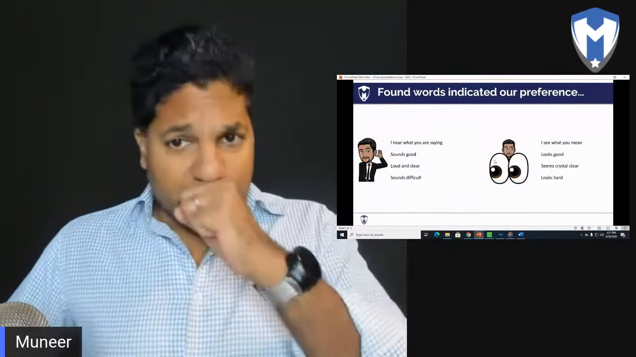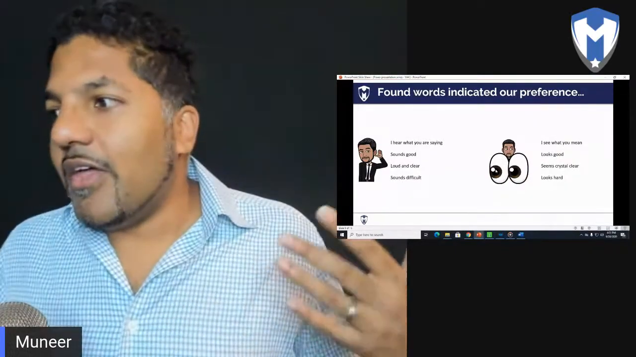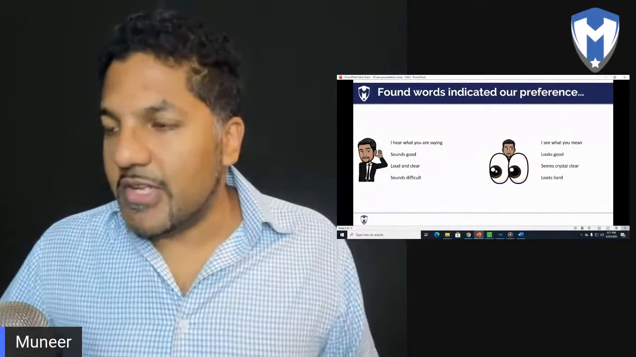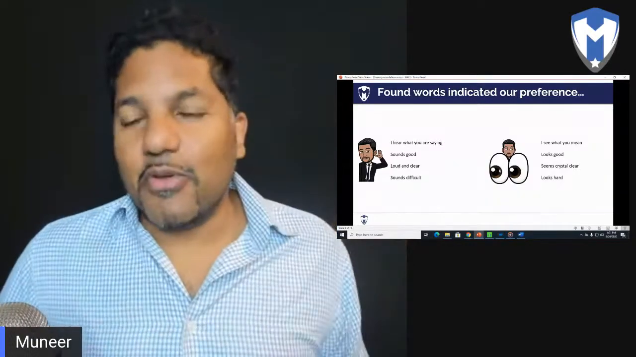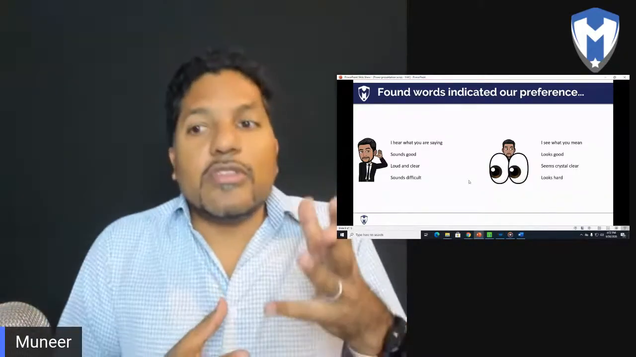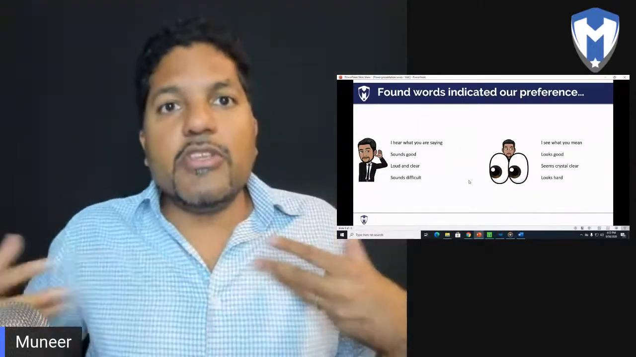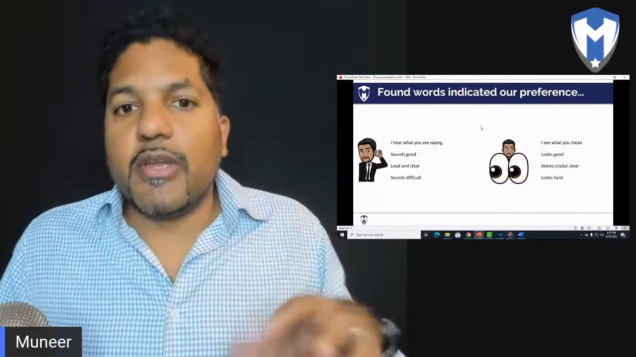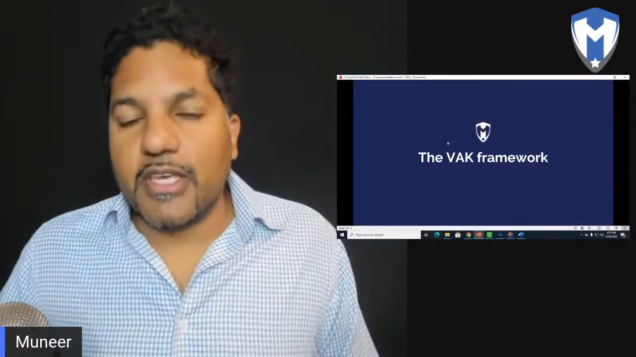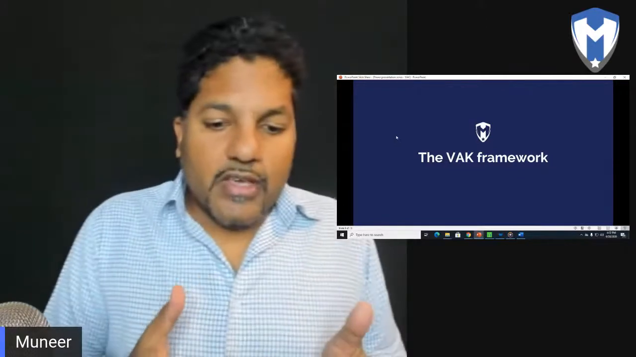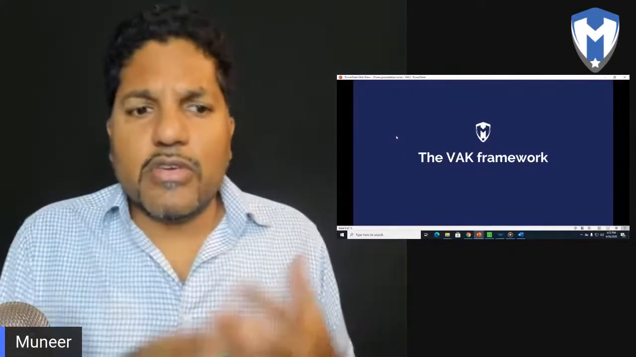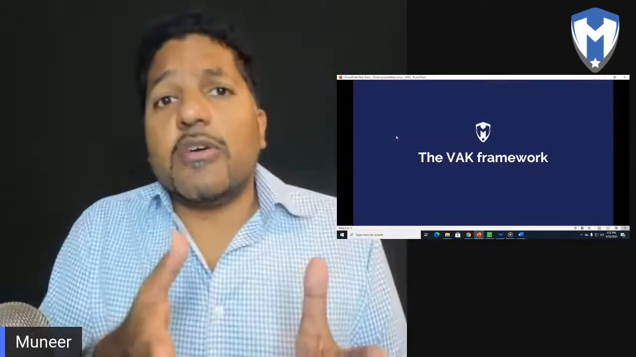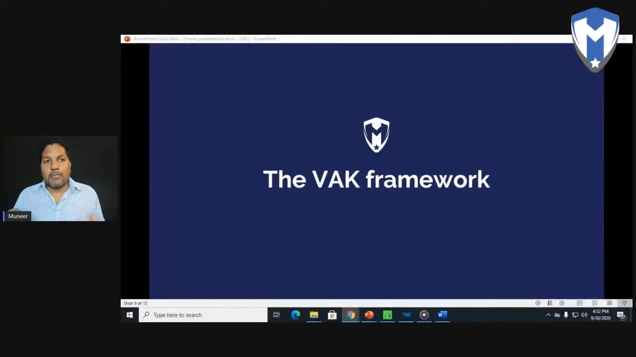Someone that was more visual would say, I see what you mean. Oh, that looks good. Oh, that seems crystal clear. Oh, that looks hard. By the way, that's both visual and kinesthetic. So they found that people would use a lot of words that indicated their preference when it comes to their preferred communication style. What I'm going to show you is a way to start to use more VAK, just 3 very quick methods that you can use, visual, auditory, and kinesthetic, in your communication so that you can connect with more people and get your ideas across more effectively.